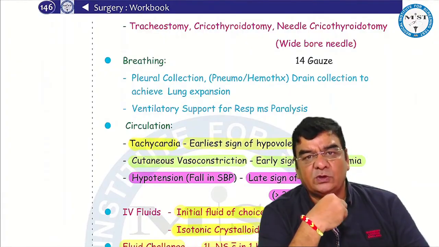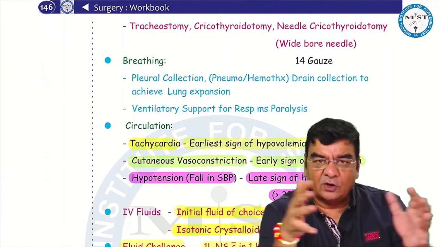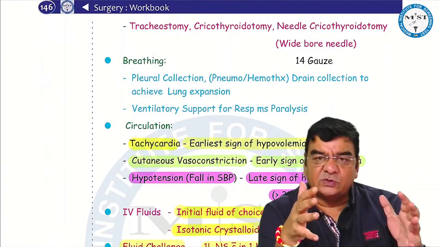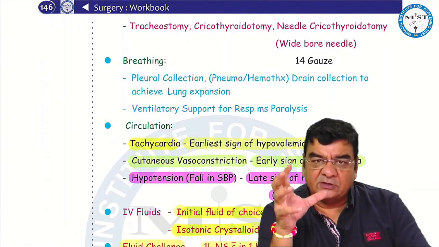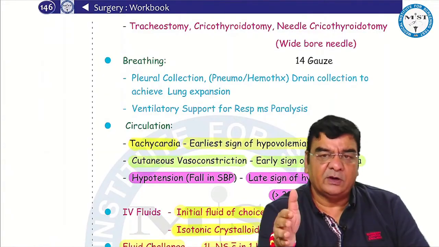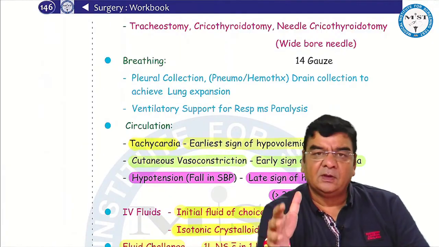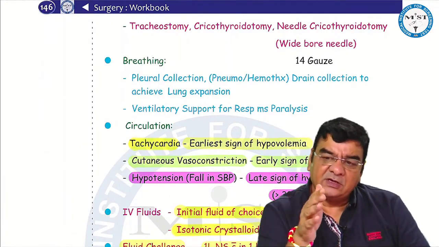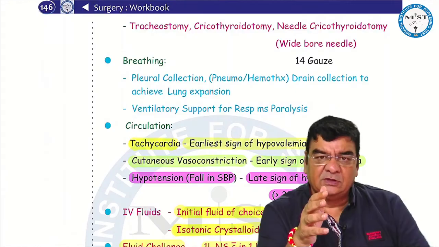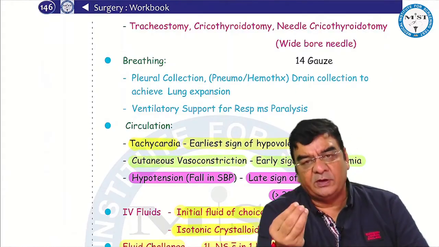Once the oxygen is going through the airways, then we have to see whether the lungs are able to expand or not. There might be situations in chest traumas where there may be collection of something in the pleural cavity, maybe air like pneumothorax, or maybe blood like hemothorax, or maybe a combination of both, hemopneumothorax, which may be putting pressure on the ipsilateral lung, because of which that side lung is not being used by the person.